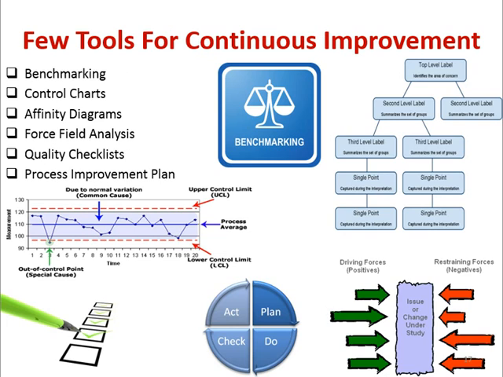At the end, we have a few tools for continuous improvement, for which I have merged my slide into two parts. One is this one, in which we are talking about benchmarking, control charts, affinity diagrams, force field analysis, quality checklists, and finally the process improvement plan.